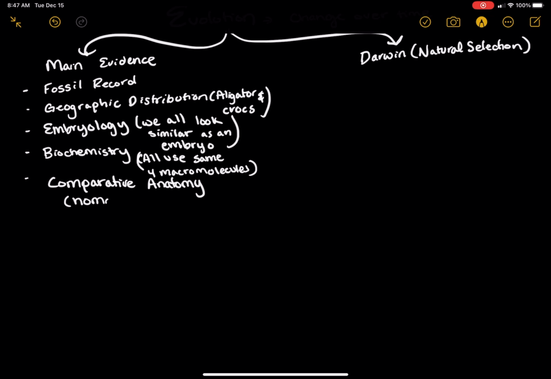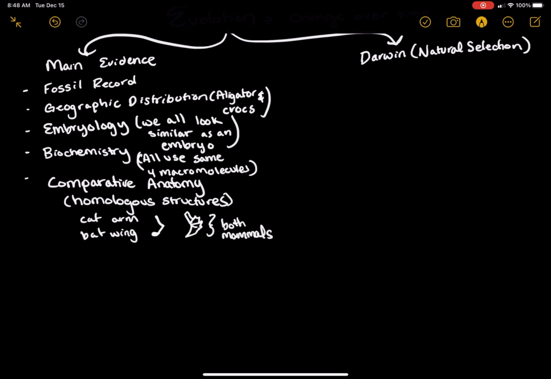So, just to recap, comparative anatomy, the main point is those homologous structures, which are part of divergent evolution. For example, we have similar bones in our arm, just like a cat does and a bat wing does. They have the humerus and all the same bones, they just use them differently, even though they're both mammals.